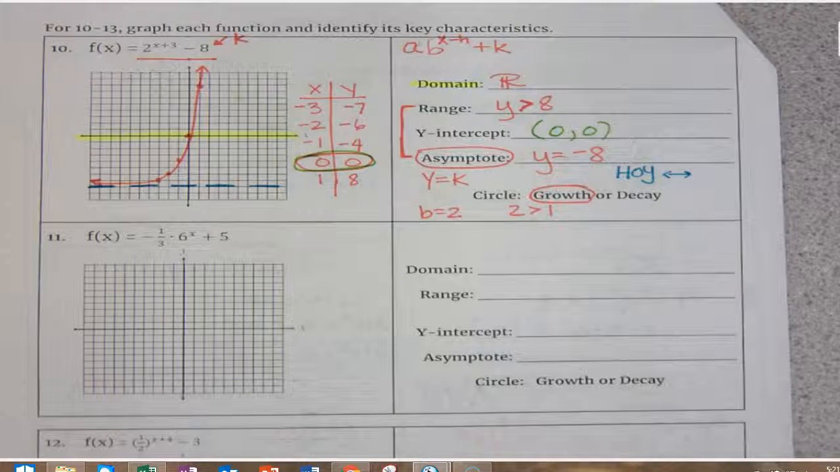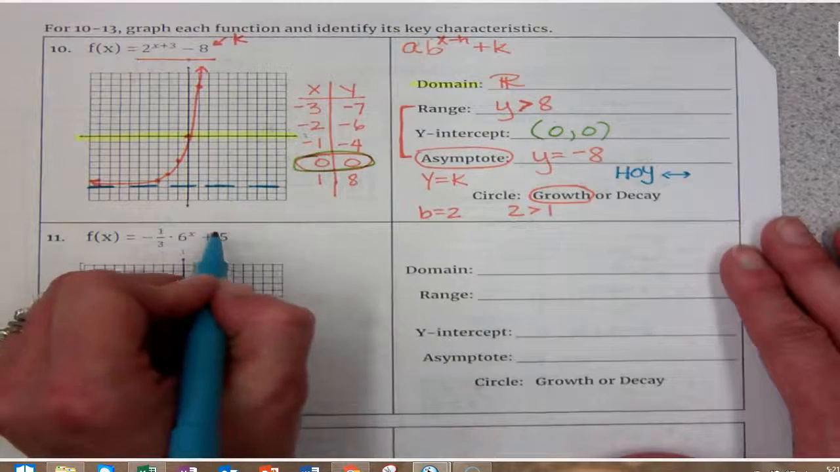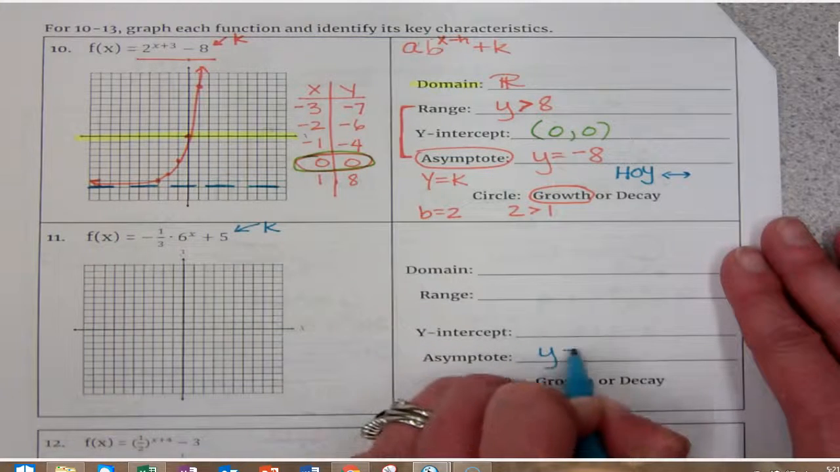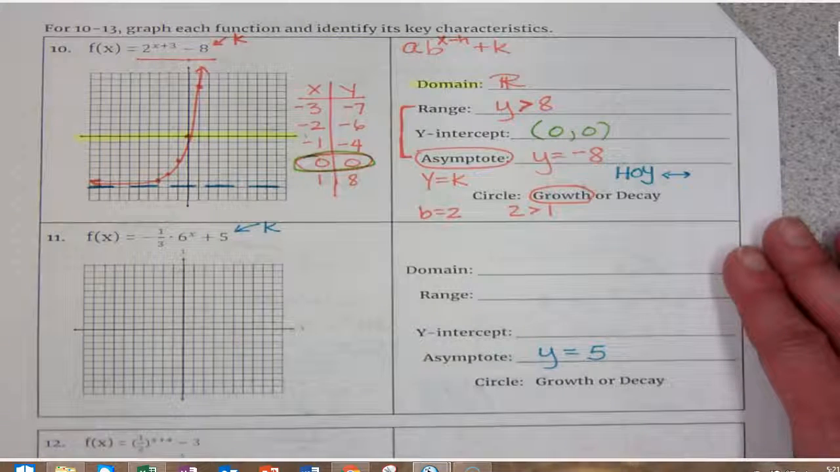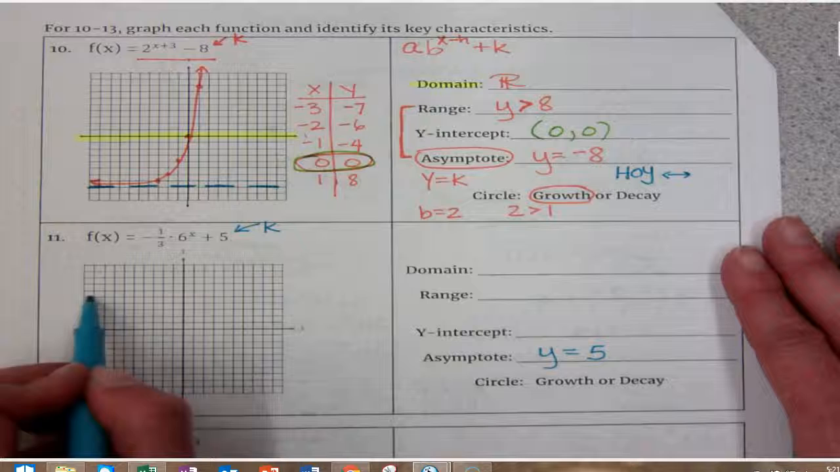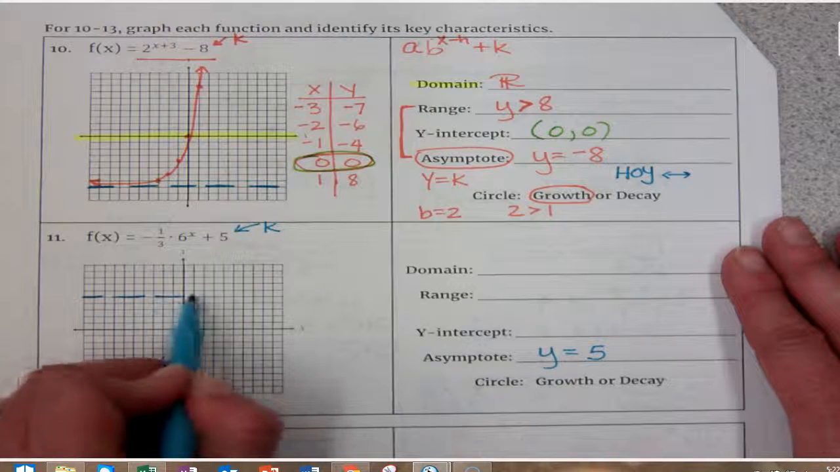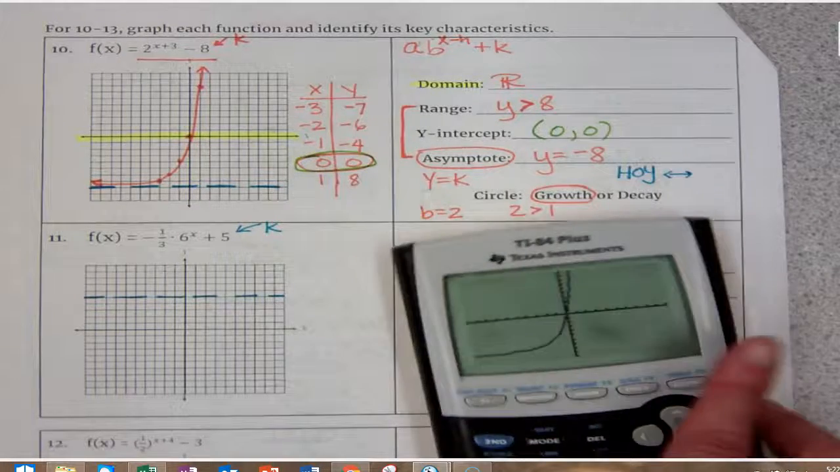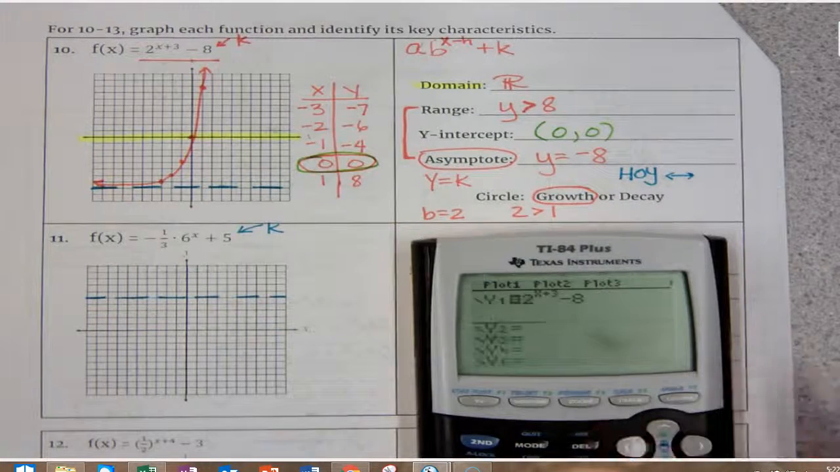So this one, look right here. This is my k value. I don't even have to do anything. Y equals 5. Boom. Then I can even go ahead and graph it. 1, 2, 3, 4, 5. Now, when you graph this, you better make sure that that's going to match. So I'm just going to double check.